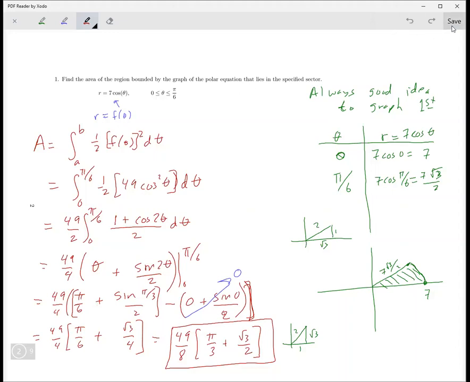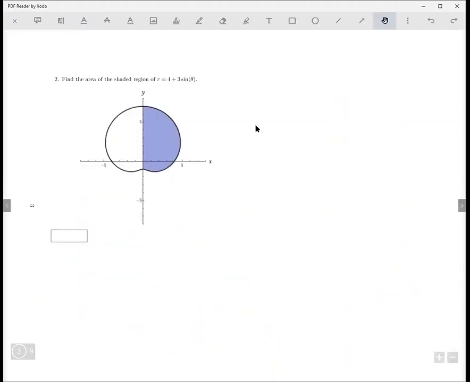Okay, if not, we'll move on to the next exercise. So more of the same. Here, number 2, we're supposed to find the area of the shaded region of r equals 4 plus 3 sine theta. And here they've been nice enough to graph it for us. So what we need to do is figure out what the angles are. And I think you can figure out from here.